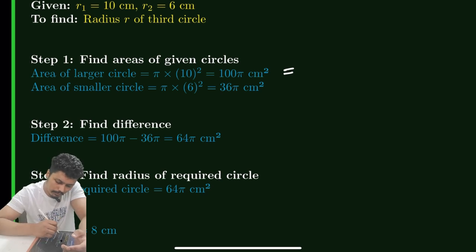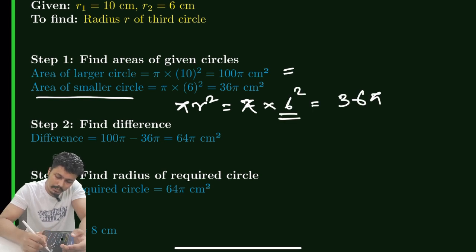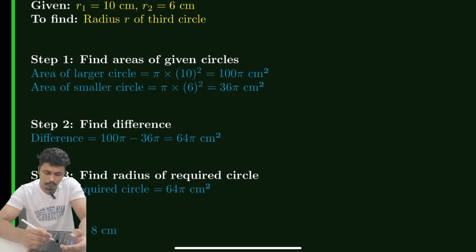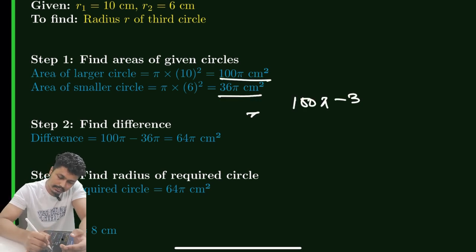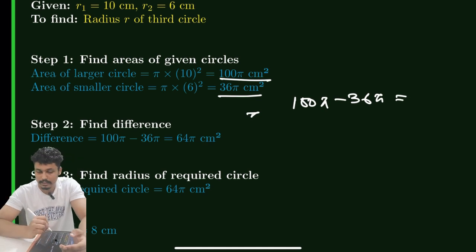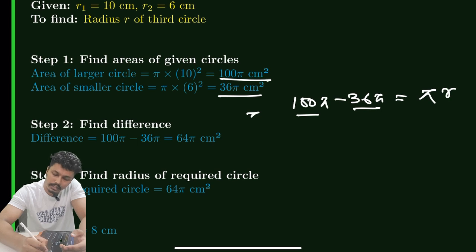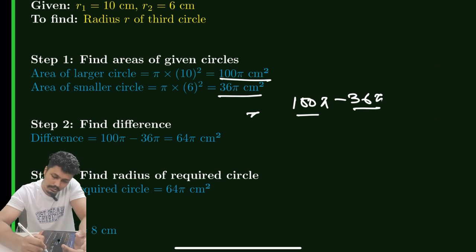Another is the area of the smaller circle, pi r square. Pi into 6 square, so 36 pi centimeter square. Now the bigger circle minus the smaller one: 100 pi minus 36 pi. The difference of these two circles is equal to the area of the third circle, pi r square. But before writing this, let me do the subtraction: 100 pi minus 36 pi is 64 pi.